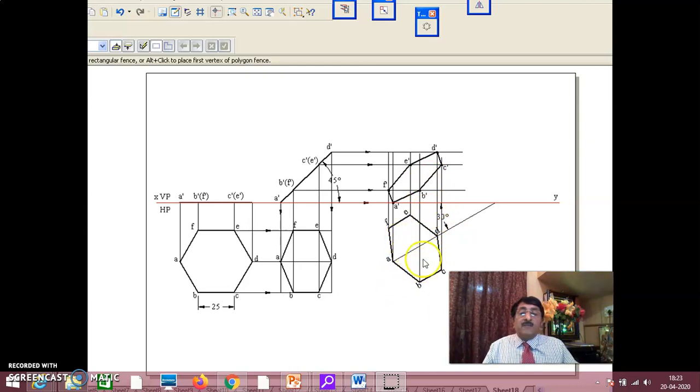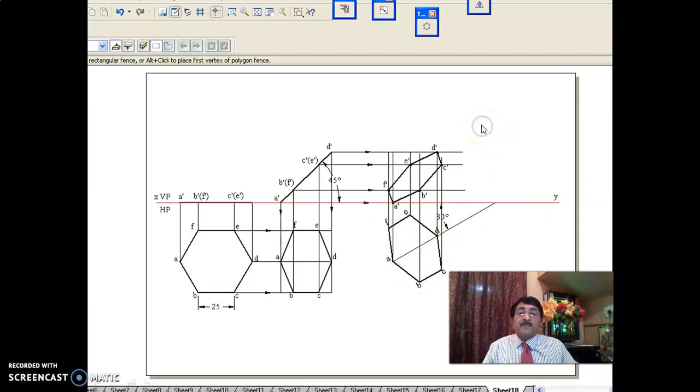That means in this position, it is corner on HP, surface or diagonal inclined at 45 degrees to HP, and the top view of the diagonal containing the corner inclined at 30 degrees to VP. In this complex position, how it appears when you see from the front has to be drawn. This is how it appears in the front view, and this is the top view of this. This is one very good problem from the examination point of view.